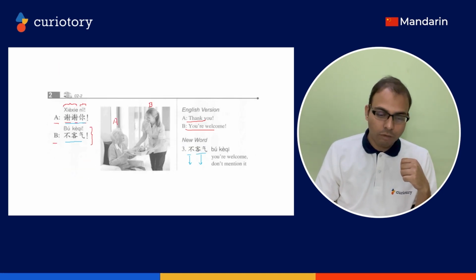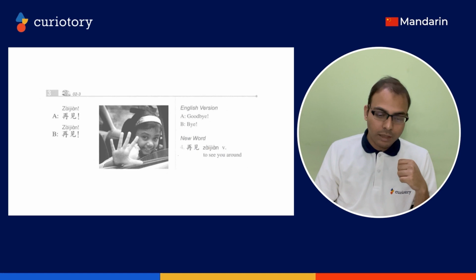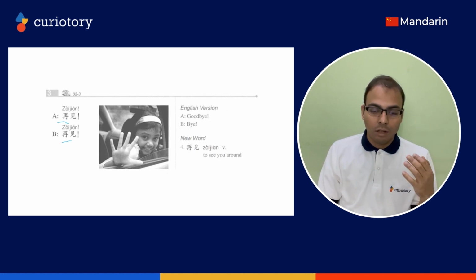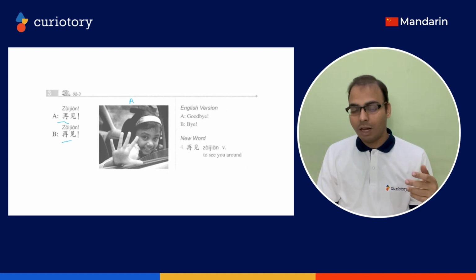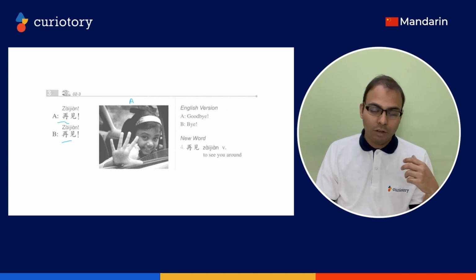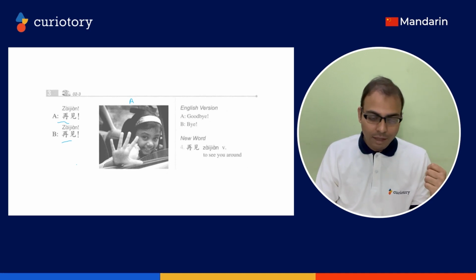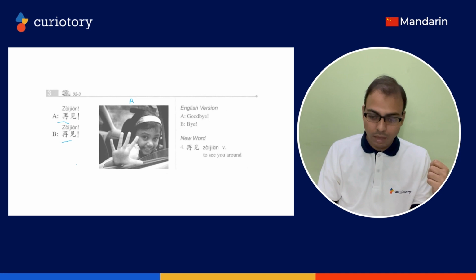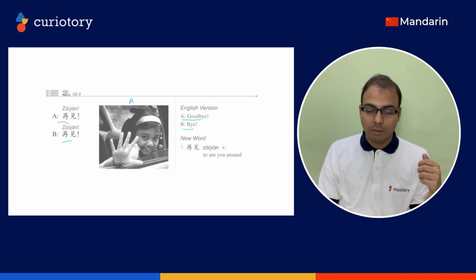Now the third conversation, there is a little girl, and she is saying, what do you think she could be saying? She is on a car and going somewhere, so she is saying goodbye. And the other person who is not in the frame is also saying goodbye, 再见. So the little girl is saying goodbye, and the other person is also saying bye.